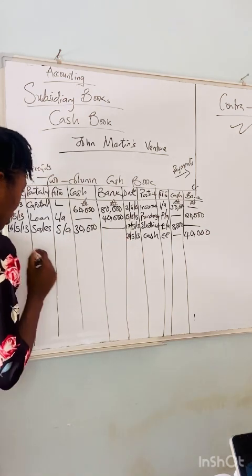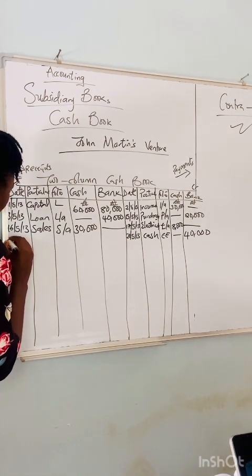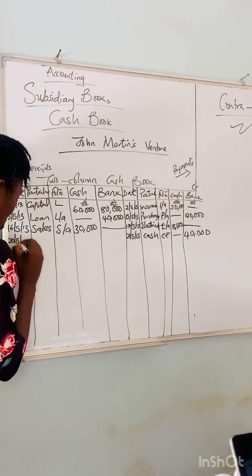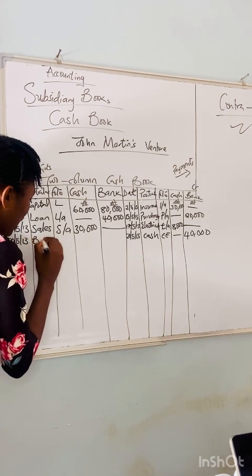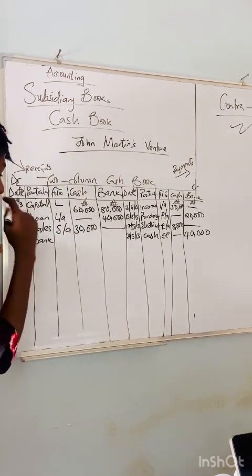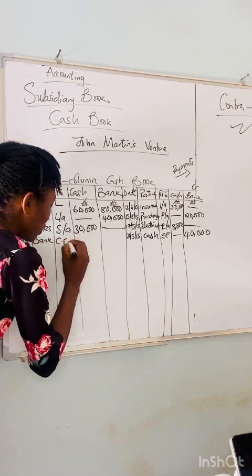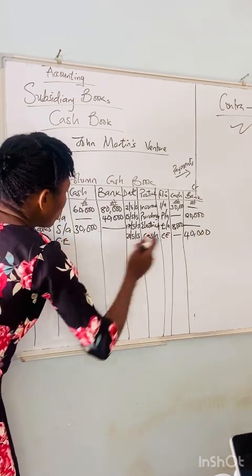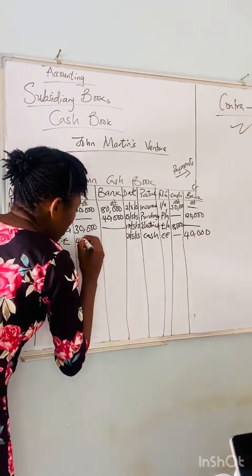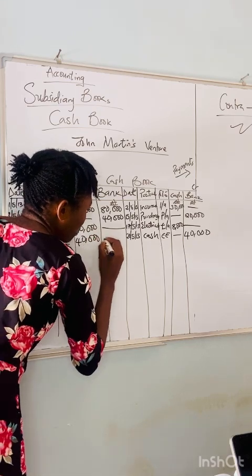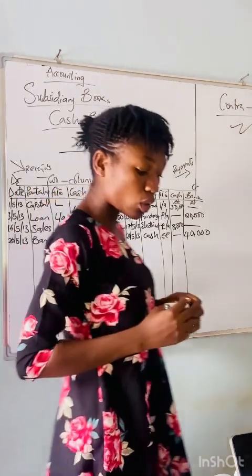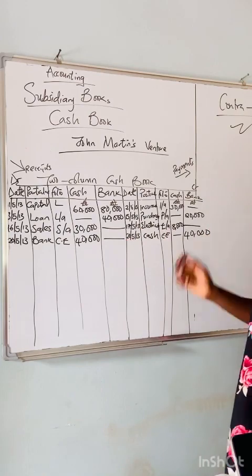So on this same date, the 20th, the bank is the particular in this case. This is a contra entry, and the amount coming to our cash account is 40,000 naira. So this is how our contra entry is entered on both sides.